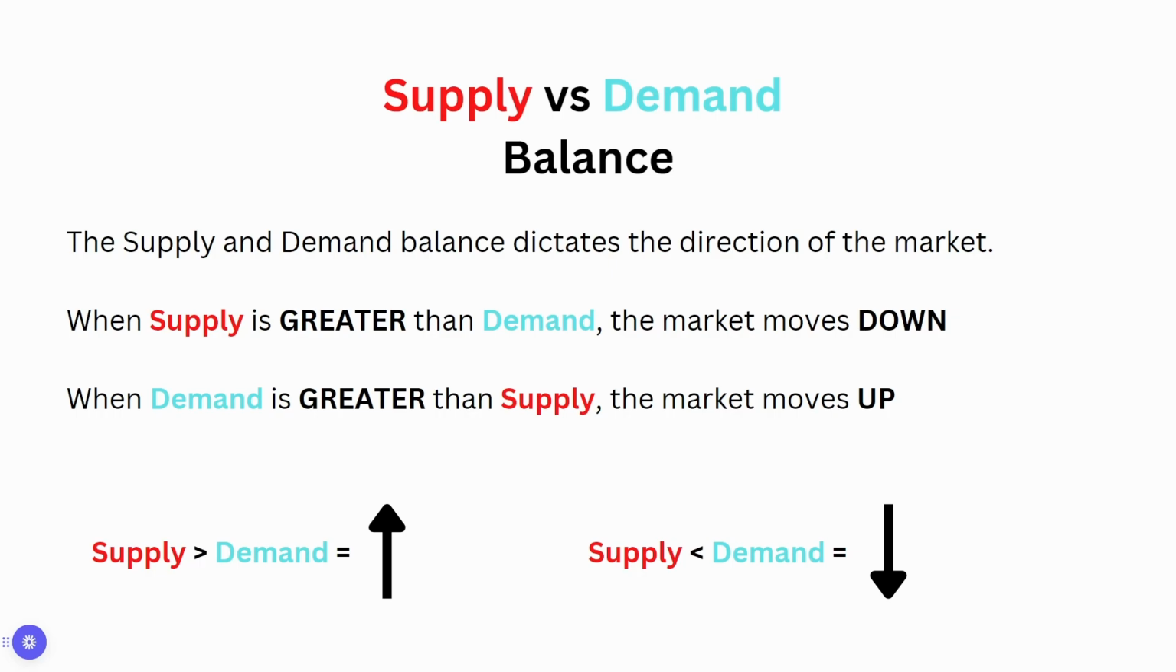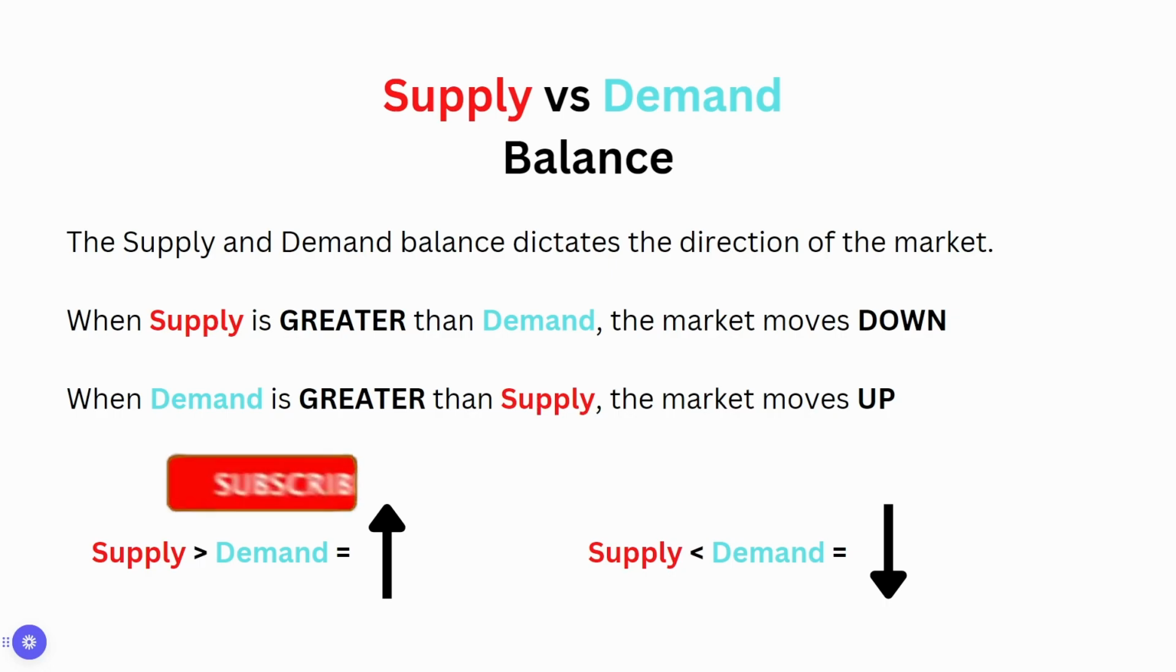So when supply is greater than demand, when there is more supply prominent in the market than there is demand, the market will then move down. Okay, so when supply is in control, we move down. When demand is greater than supply, so demand is outweighing the amount of supply that is in the market, we move up.